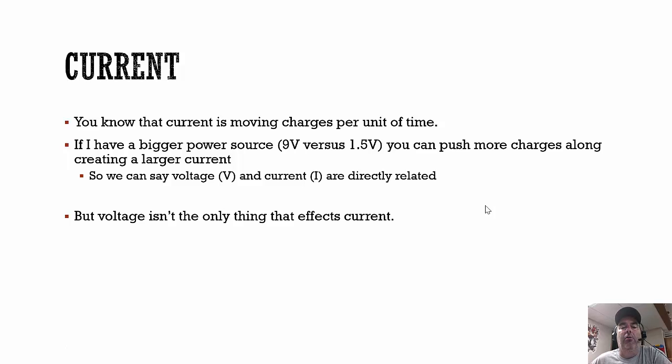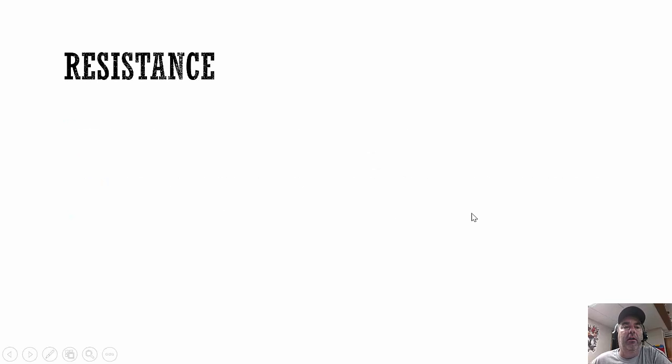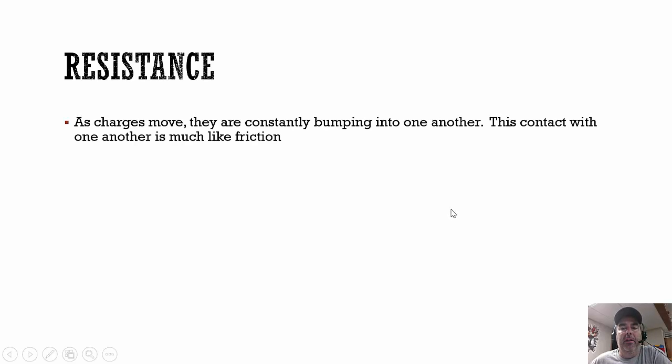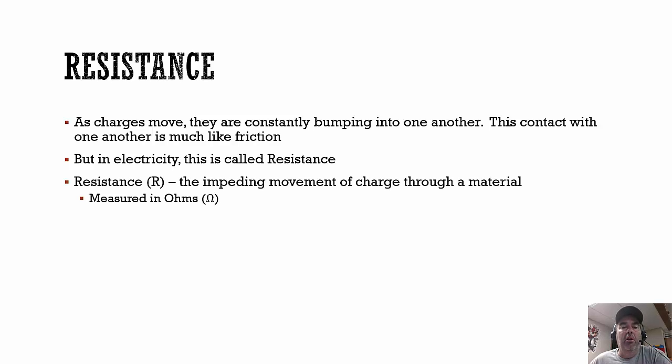But voltage isn't the only thing that's going to affect current. The other thing that's going to affect current is resistance. Now, resistance, I'd like you to think of as friction of electricity. As these particles are moving through the wire, they're constantly bumping into one another. That's maybe why sometimes you'll notice that wires do become warm, because of this resistance and those particles moving through it. But in electricity, this electrical friction is called resistance.